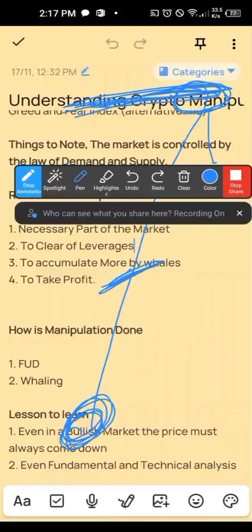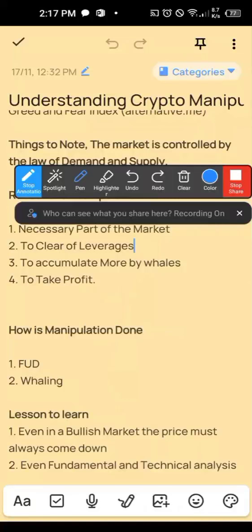Now, the next thing is, how is this manipulation done? So we'll be ending, like I said, I want to stick to the 30 minutes I promised earlier. I'll try to be faithful to it. So how is this manipulation done? There's what we call fear, uncertainty, and doubt, FUD. So FUD basically is a way of spreading fear. Because once people are fearful, what happens? They would naturally want to sell off their assets.